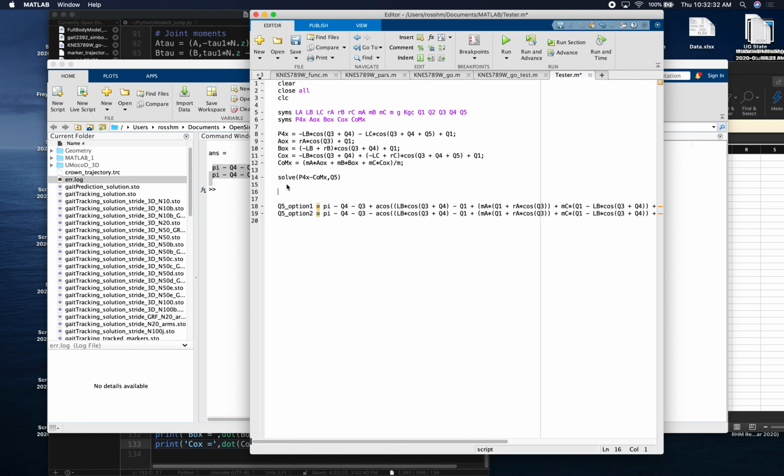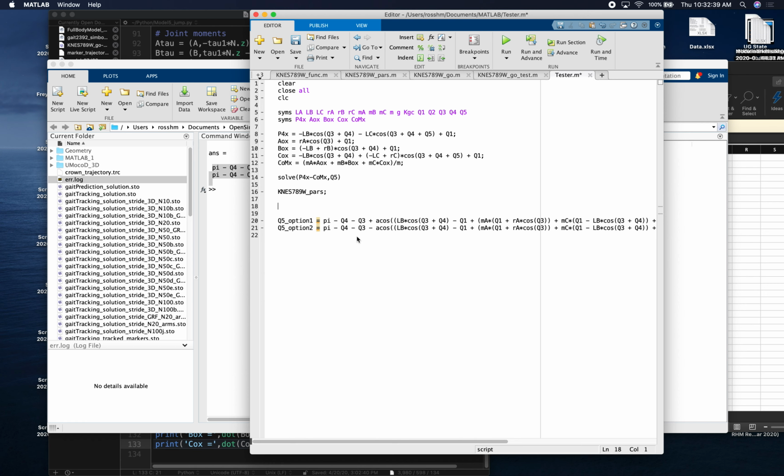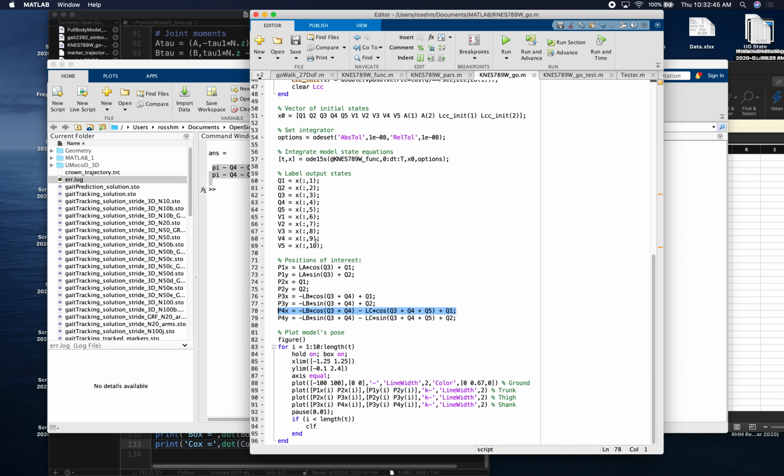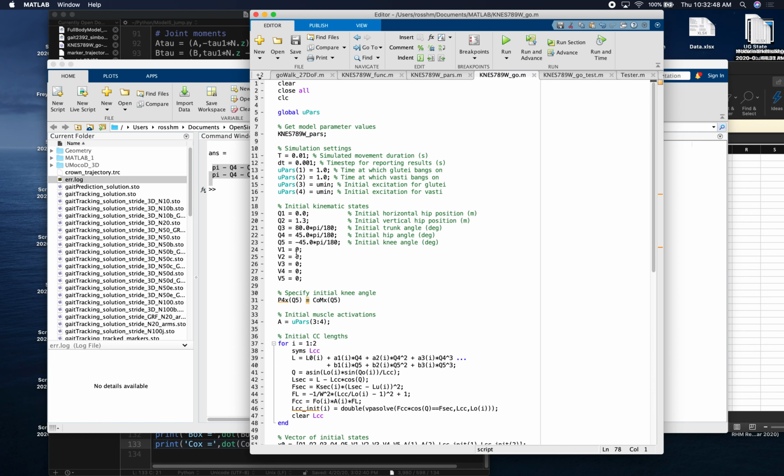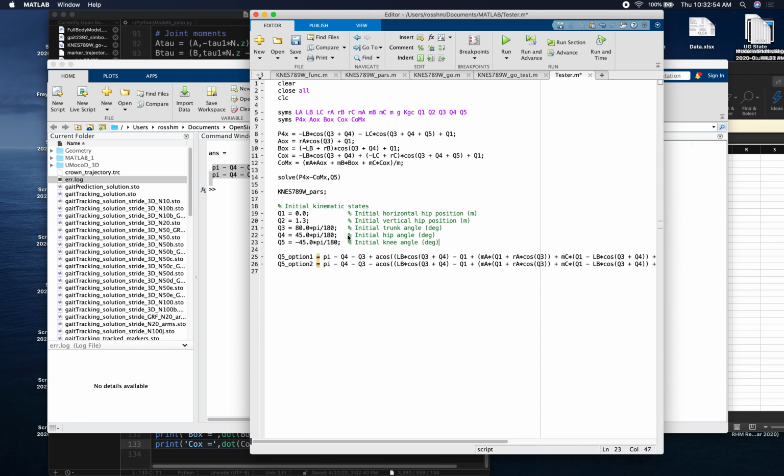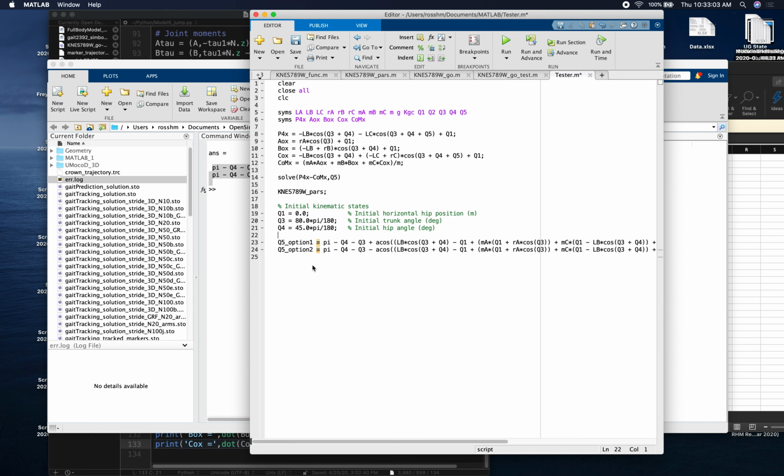So let's call our model parameters here. We'll do kines79w pars. And then we also are going to need values for our other initial states here. So let's go back to our go function here and copy our initial states and paste them in here. And we don't need Q2, it doesn't appear here. And we don't need Q5, that is what we're trying to solve for here.